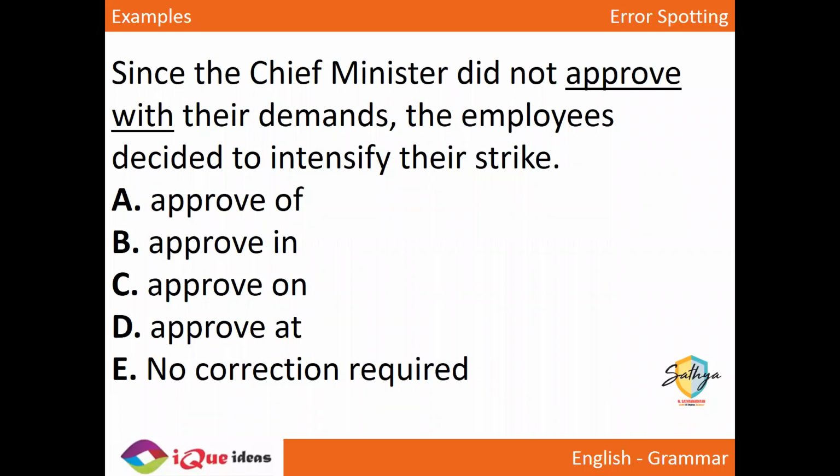So with nahi hota. You don't agree with something, but you approve of something. So since the chief minister did not approve of their demands, the employees decided to intensify their strike. So guys, you have to understand the proper usage of prepositions. Think you should have got this right. So even कौन से verbs के साथ कौन से prepositions लगते हैं, you should have a good idea of that.